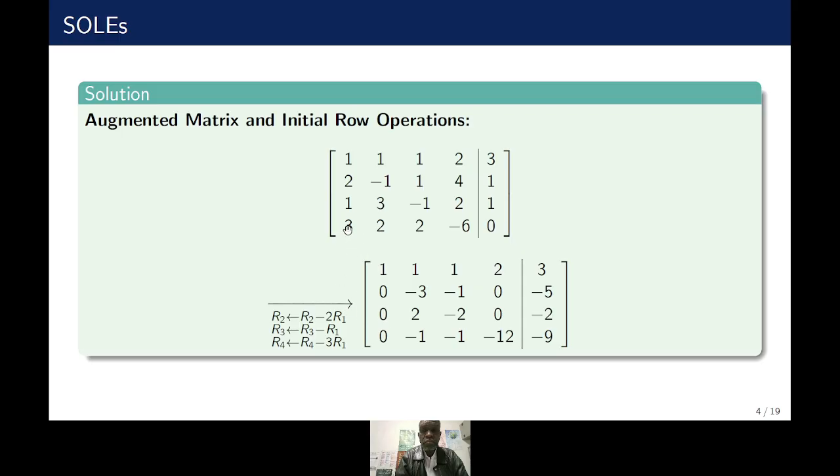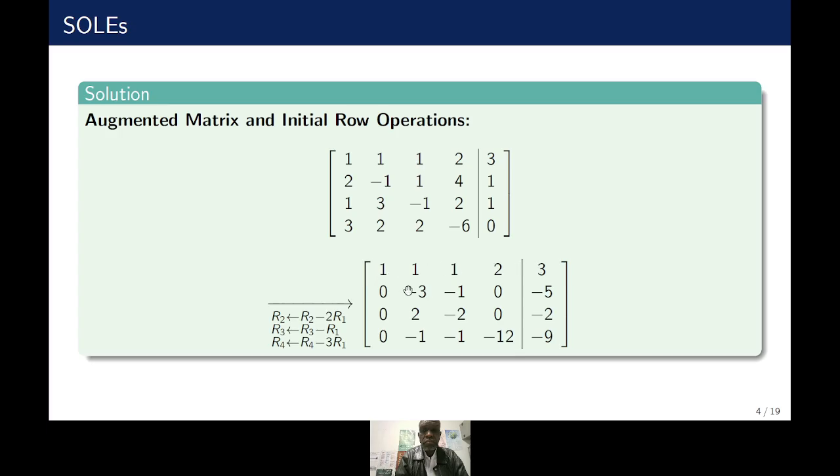And the third one is that if you multiply row 1 by 3 and then subtract it from row 4, you get a 0. So these operations will introduce zeros here. They will eliminate x in all the other equations. So here what we did is we performed these row operations.